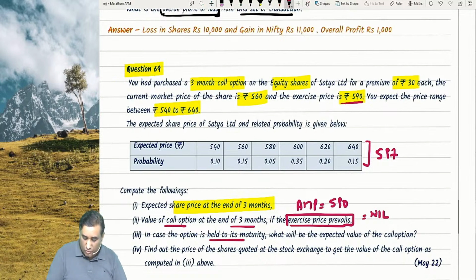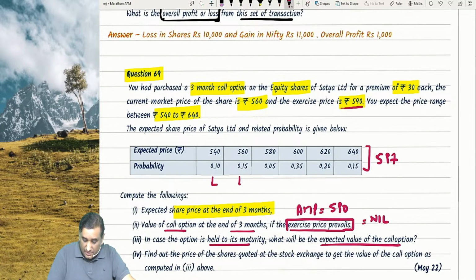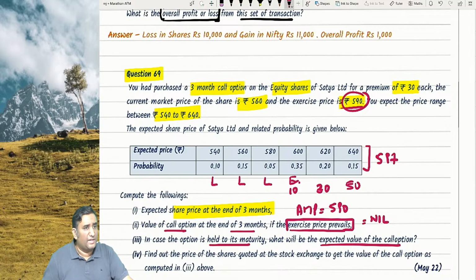In case the option is held to maturity, what will be the value of the call option? Exactly the same. What you will do is basic. It's a 590. First case is what? Lapse. Second case, third case, size. And value would be 10. Third would be 30. 590, na. Call option. Do not think about writer or holder. Value is a value. For a holder, it's a profit. For a writer, it's a loss. Do not think about that; value means value.